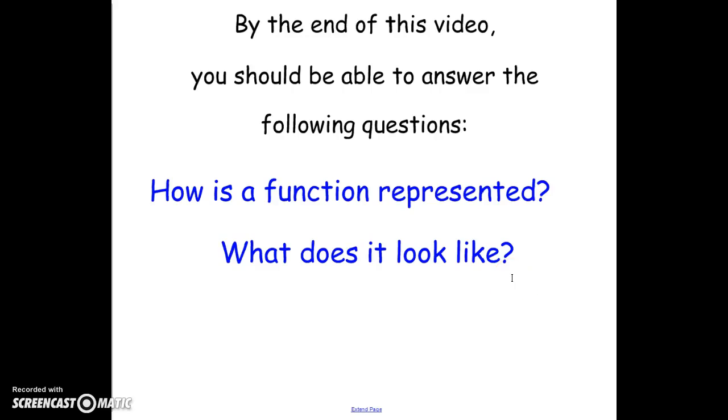Hello. We are going to start with the function or not a function notes. By the end of this video, you should be able to answer the following questions. How is a function represented and what does it look like? If you remember things from last year, you might be able to already answer these questions. But if not, that's what we're here for.